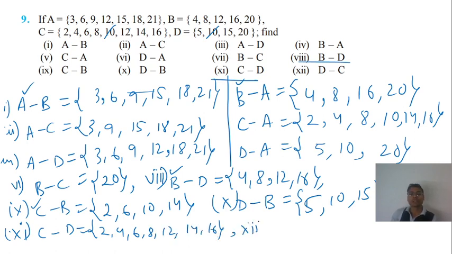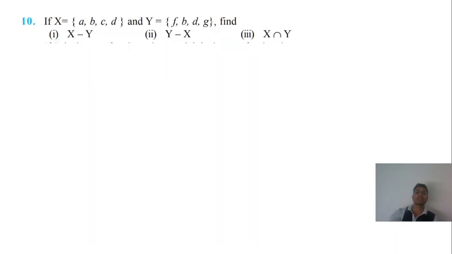And as the 12th part they are saying D minus C. So we will just write all the elements of D after removing C from it. So 5, 15 and 20 are the only elements that are left in set D after removing set C from it.